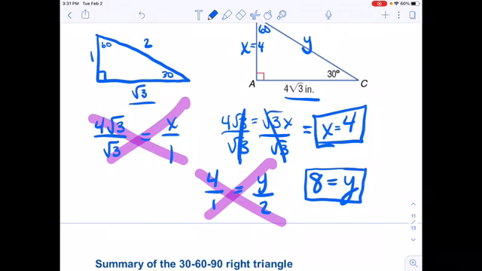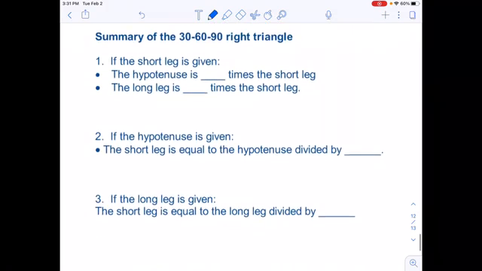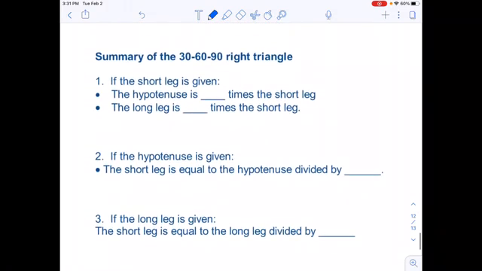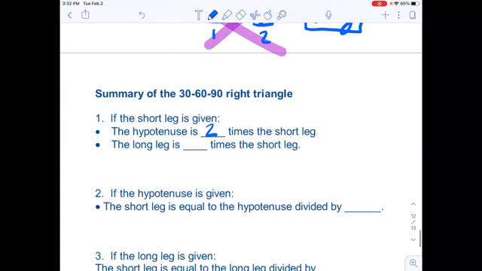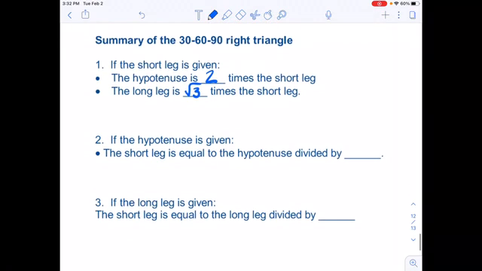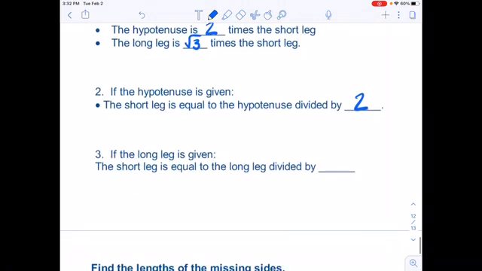Okay, that one was pretty simple. And then once again, we have a summary of the 30, 60, 90 right triangle. If the short leg is given, the hypotenuse is 2 times the short leg. That's why this one was so simple. It's literally just 2 times the short leg. And the long leg is root 3 times the short leg. If the hypotenuse is given, the short leg is equal to the hypotenuse divided by 2. And if the long leg is given, the short leg is equal to the long leg divided by root 3.